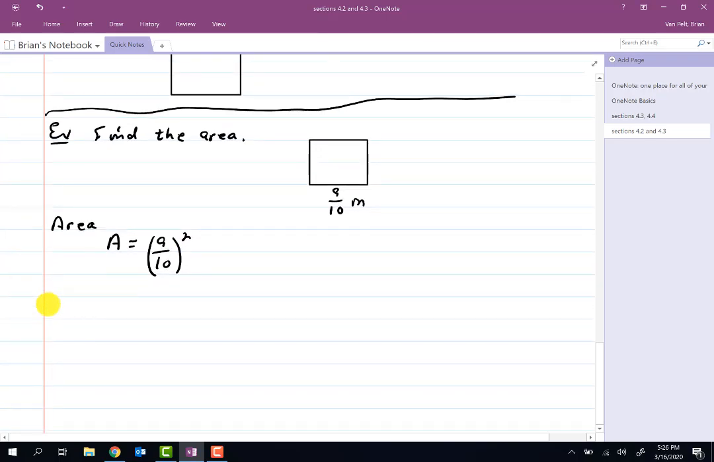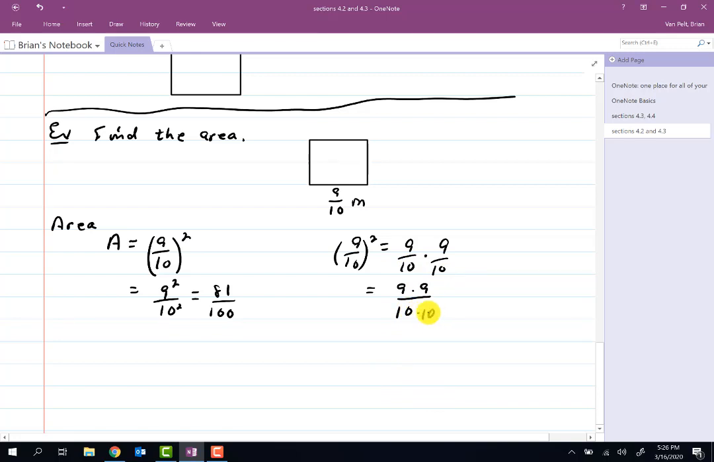So when you do this 9/10, you might remember that you do 9 squared divided by 10 squared, and that's 81 over 100. Otherwise, you might take 9/10 times 9/10. And what you should know by now when you multiply fractions is that you multiply through the top, so 9 times 9, and you multiply through the denominators, 10 times 10. And you can see that you're going to get exactly the same thing, 9 squared over 10 squared.